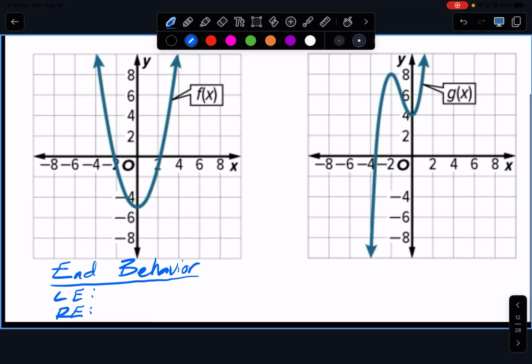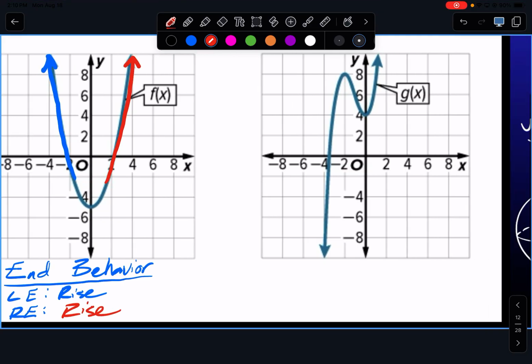And literally all we're doing is describing what that end of the graph is doing. So on the left end, what's the end of the line doing? Is it rising or falling? Rising. Because this right here is going up, right? So it's rising. How about the right end? What's it doing? Rising. So we put rise.